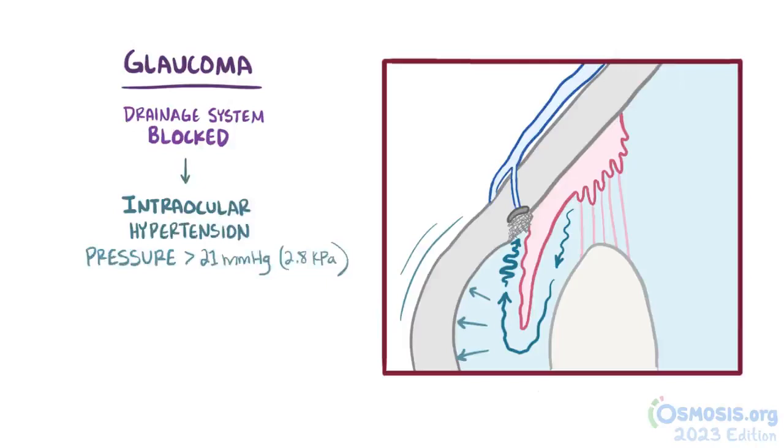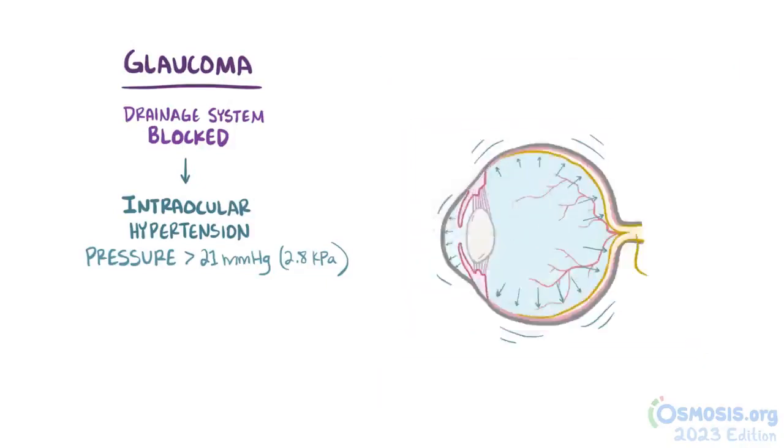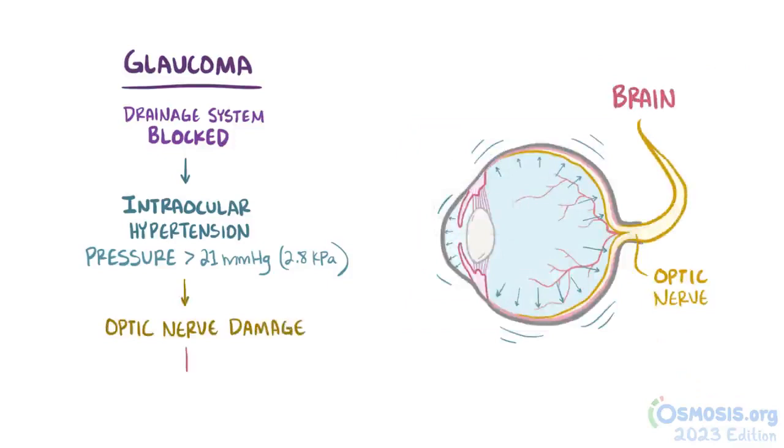This high pressure affects all the structures of the eye, including the optic nerve, which is the nerve that carries visual information from the eyes to the brain. And this means that over time, as the optic nerve gets damaged, glaucoma leads to vision loss.